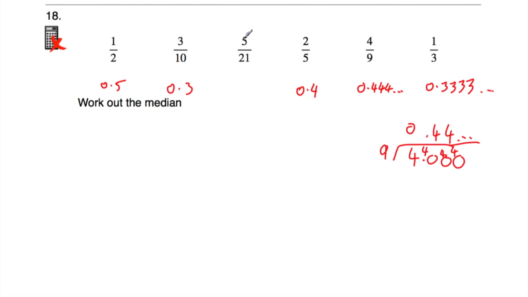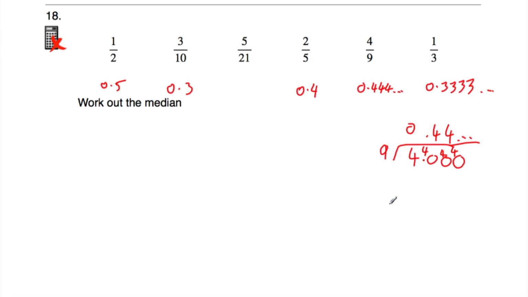Now, as you can see here, this is 5/21. I think that's going to be close to 5/20, and 5/20, if you cancel it down, is a quarter, which is 0.25. So I think this one's actually going to be 0.2 something or other. I think it's going to be our lowest fraction out of all of these, so it's definitely not going to be involved with finding the midpoint for our median. But let's actually just check that.